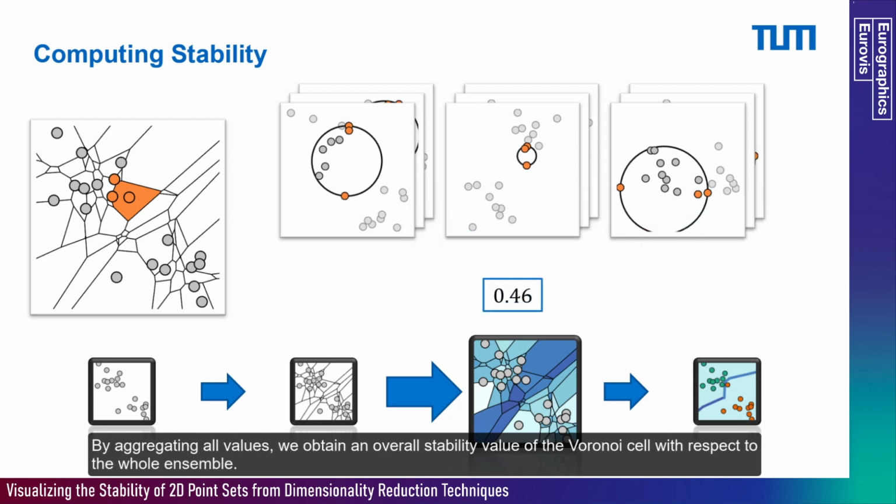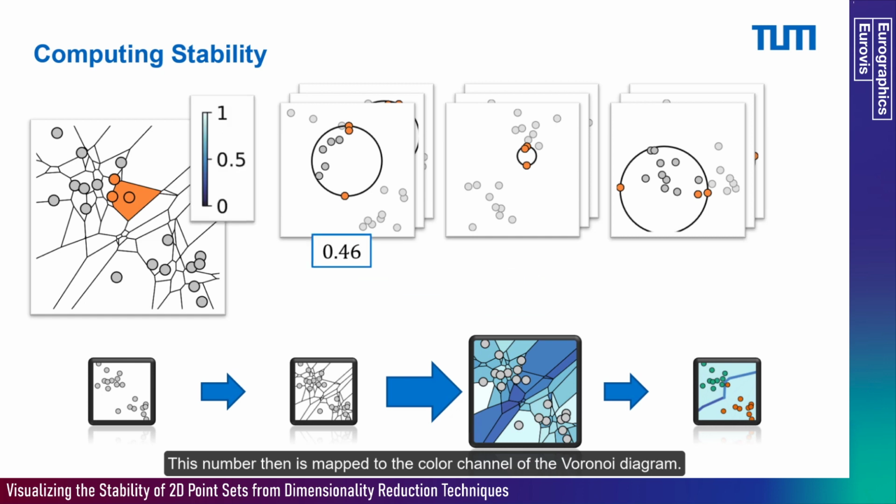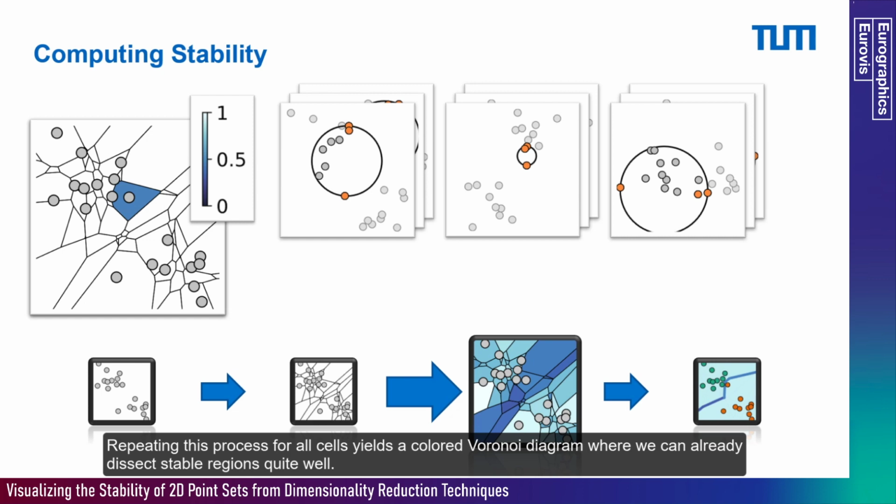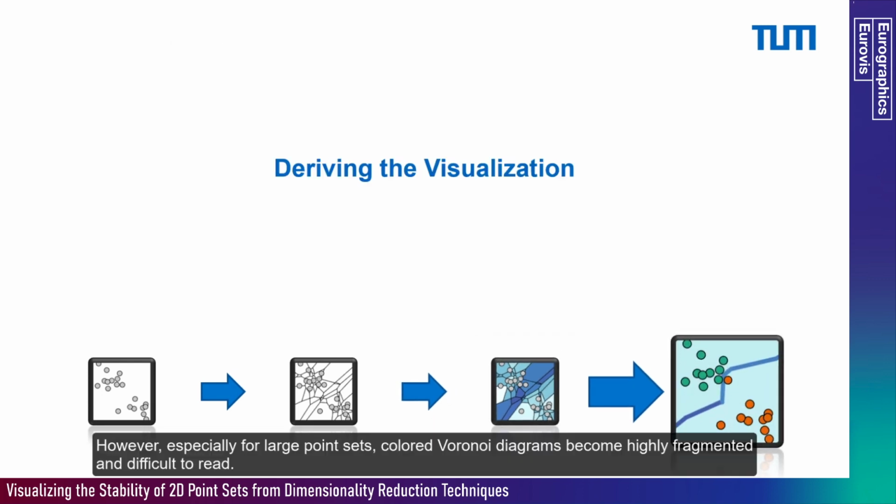By aggregating all values, we obtain an overall stability value of the Voronoi cell with respect to the whole ensemble. This number then is mapped to the color channel of the Voronoi diagram. Repeating this process for all cells yields a colored Voronoi diagram where we can already dissect the stable regions quite well. However, especially for large point sets, colored Voronoi diagrams become highly fragmented and difficult to read.